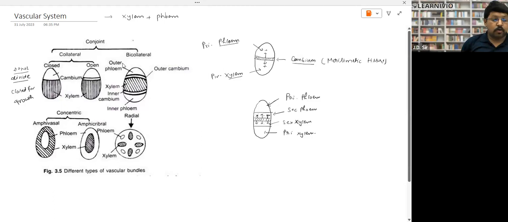Okay. Now bicollateral. In bicollateral, there will be xylem at the center, and at both ends of the xylem there will be phloem. And between the xylem and phloem there will be cambium, inner cambium and outer cambium. There are two cambium, so these are called bicollateral. Clear? In bicollateral there is phloem on both sides, and in collateral there is just one phloem and one xylem, close to each other. Clear?